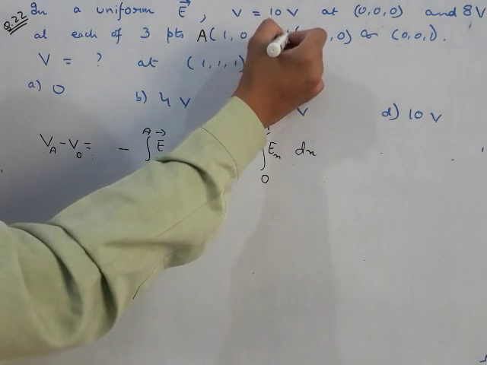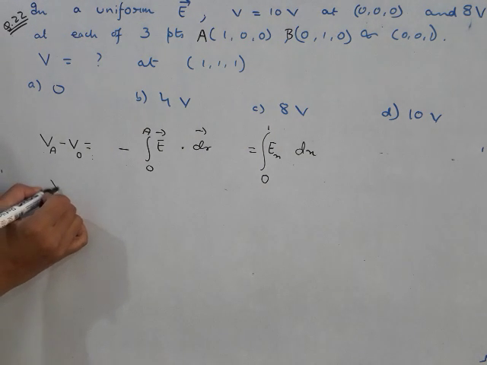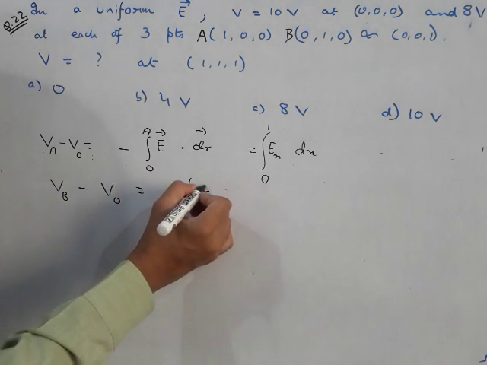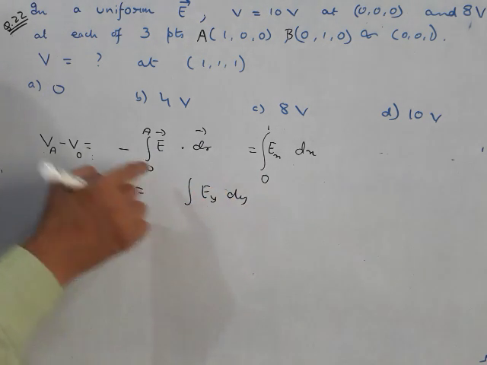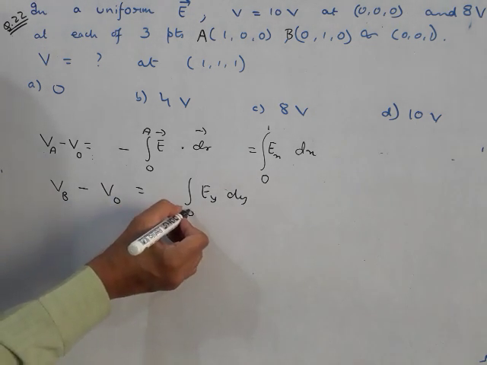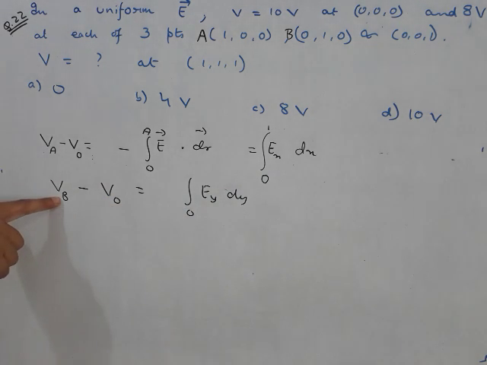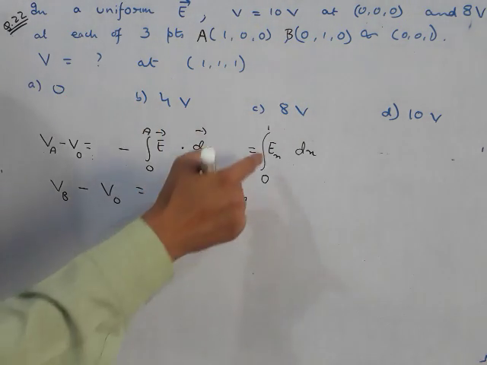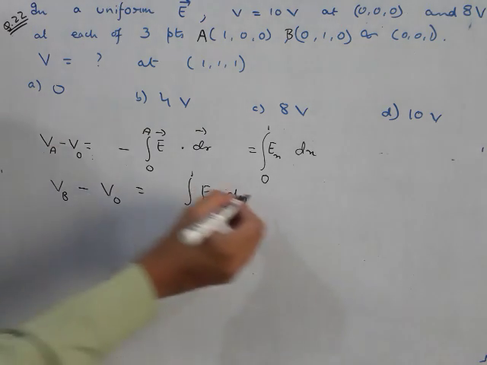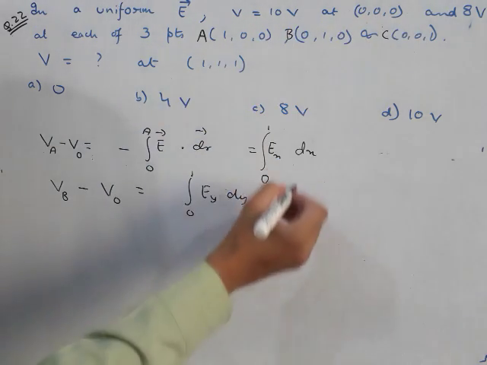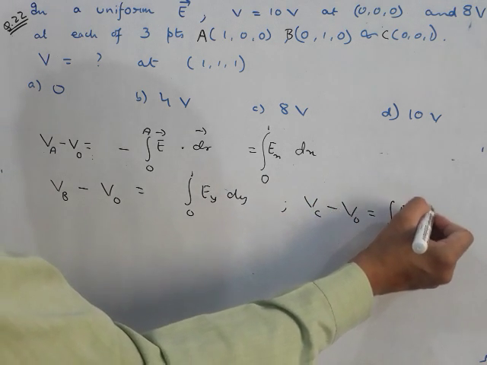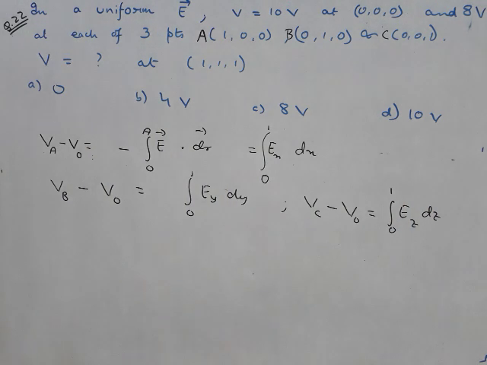Now suppose I choose this point as B. Then I can write VB minus V at origin will be likewise how much, students? You can guess. It will be Ey dy from at O origin the value of y is 0, and at B, what is the value of y? It is 1. Similar thing. And likewise, for the third point, we shall write Vc minus Vo is likewise integral Ez dz from 0 to 1. These three things are given to you.